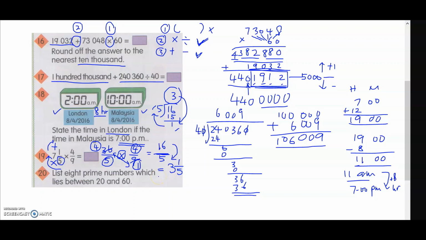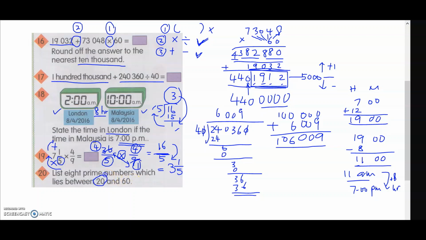Okay, question 20. List 8 prime numbers which lie between 20 and 60. Again, what is a prime number? A prime number is bigger than 1, and it can only be divided by 1 and itself. No other numbers. It can be divided by 1 and itself.